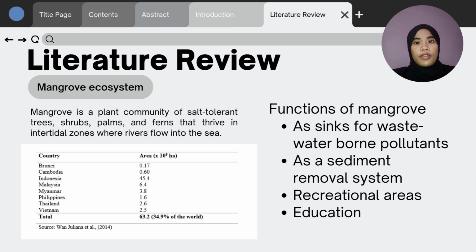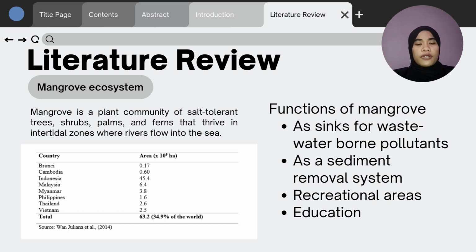with Brunei, where 0.17 hectare, followed by Cambodia, 0.60 hectare, Indonesia with 45.4 hectare, which is the largest mangrove area, then Malaysia with 6.4 hectares. For total, the mangrove area in Southeast Asia is 63.2 hectares, which represent 34.9% of the world.